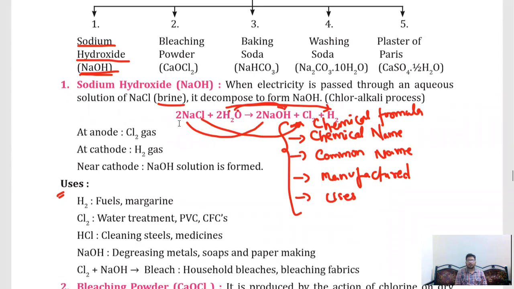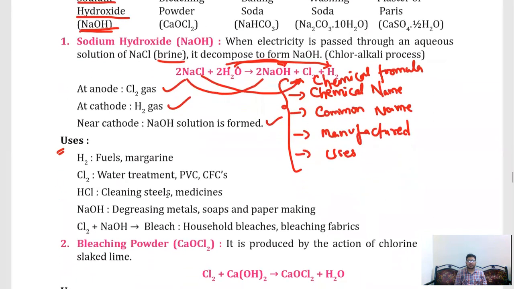You have to write: sodium chloride, if it is added to water, that is brine solution, gives rise to, that means when electricity is given to it, sodium hydroxide is produced, and chlorine gas is produced, hydrogen gas is also produced. At the anode, chlorine gas; at the cathode, hydrogen gas; near the cathode, NaOH, sodium hydroxide, is produced.